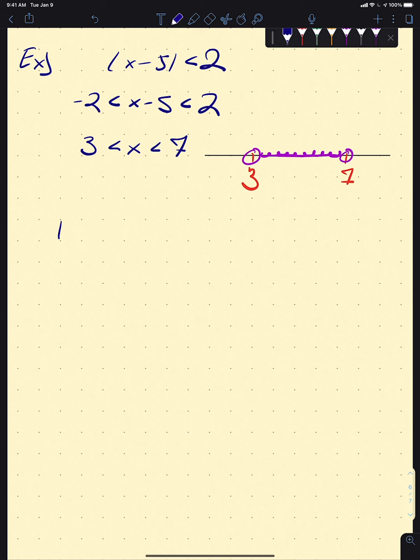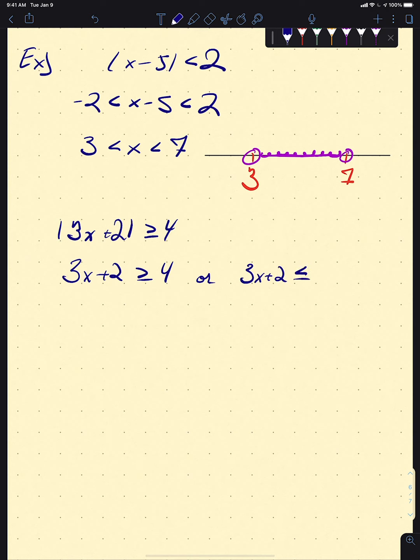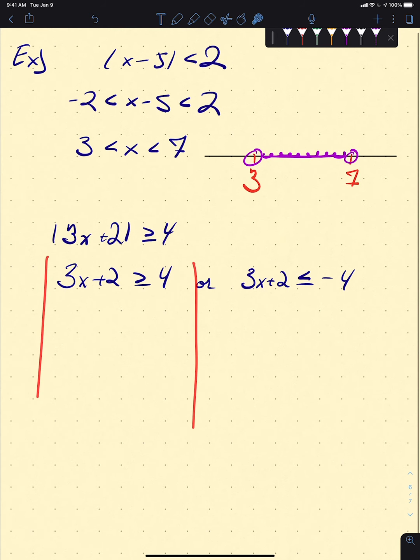You could also solve something like the absolute value of 3x plus 2 is greater than or equal to 4. Going off of what we said on the other page, this transforms into two inequalities rather than one nested inequality. It needs to become two separate inequalities. So we have either 3x plus 2 is greater than or equal to 4, or 3x plus 2 is less than or equal to negative 4. So we can tackle these one at a time.